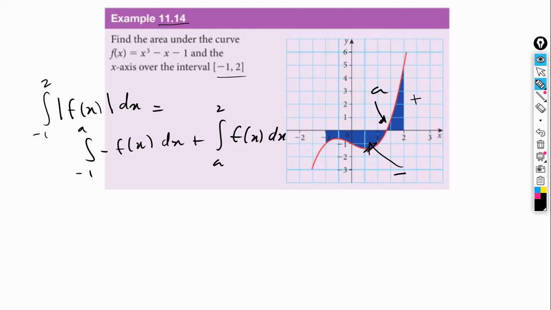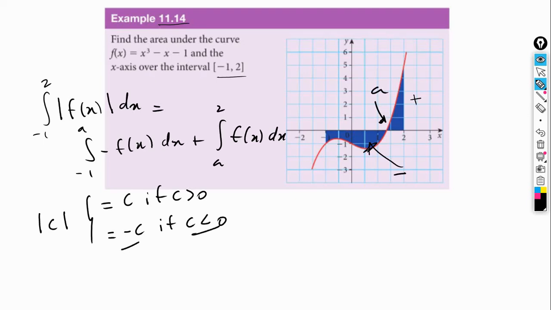Now, why is that? Well, because remember that for the absolute value, if you're doing the absolute value of, say, c, that's going to have two solutions, right? It's going to be c if c is greater than 0. And it's going to be minus c if c is less than 0. So if it's negative, you have to put a negative in front of it in order to get a positive. That's what we're doing here.